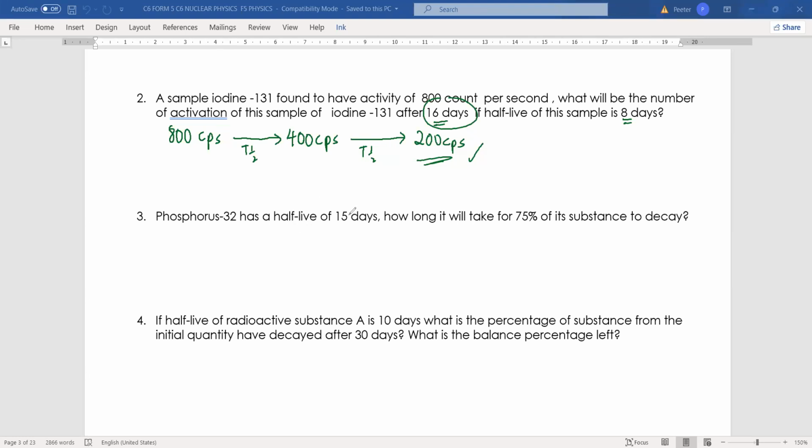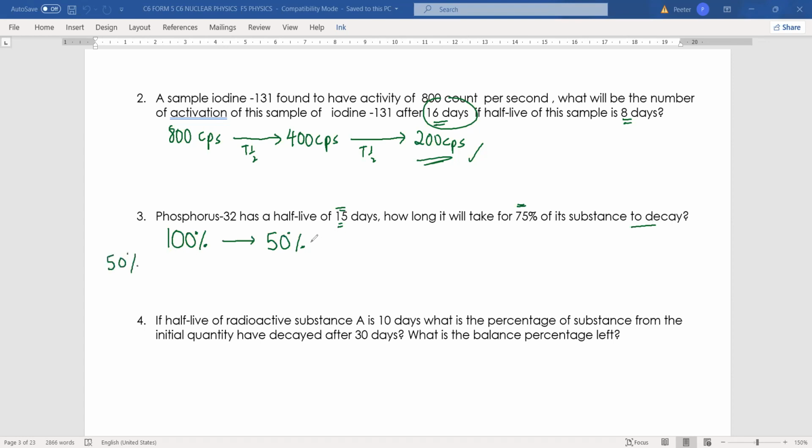Phosphorus-32 has a half-life of 15 days. How long will it take for 75% of its substance to decay? Now, they're using the percentage idea. So listen carefully. Half-life is 15 days. So for the initial amount, I take 100%. After the first half-life, it will decay. The remaining balance will be 50%. So how much has gone? So the first part, 50% decayed.